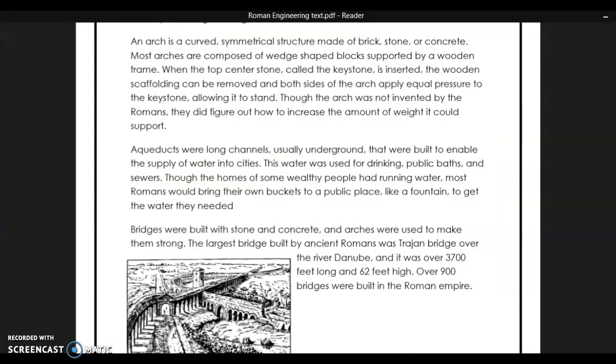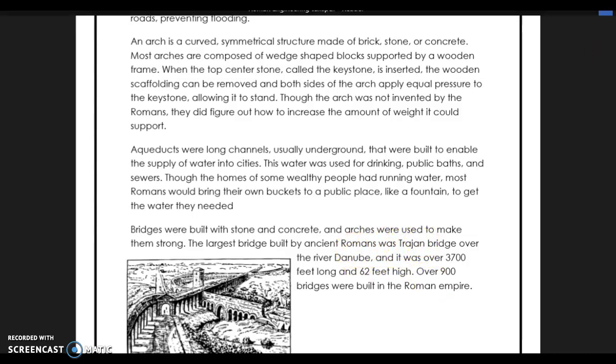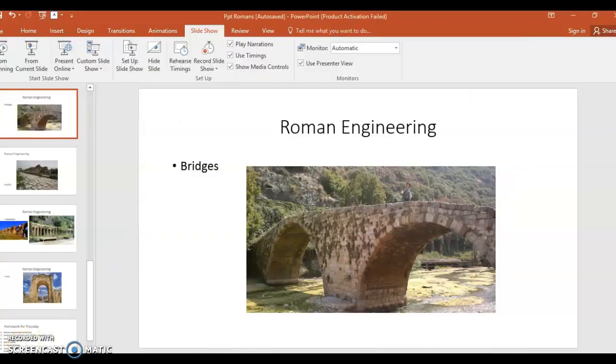Let's continue. The largest bridge built by ancient Romans was Trajan Bridge over the river Danube, and it was over 3,700 feet long and 62 feet high. Over 900 bridges were built in the Roman Empire. Imagine 900 bridges, that's a lot of bridges to build. And I will show you a picture now of the Trajan Bridge.